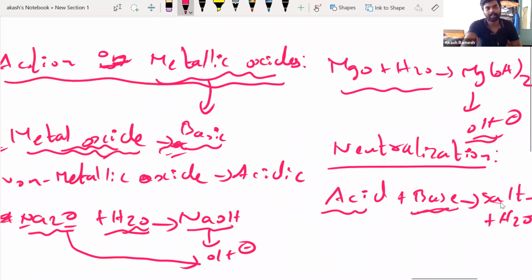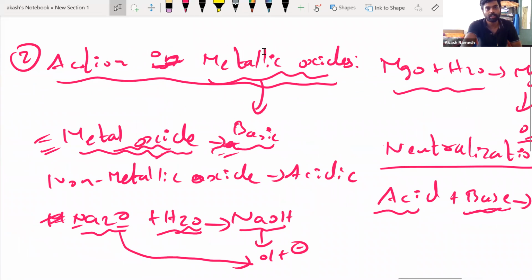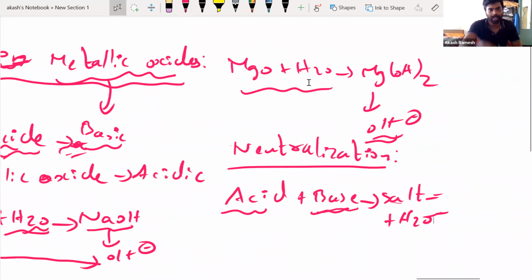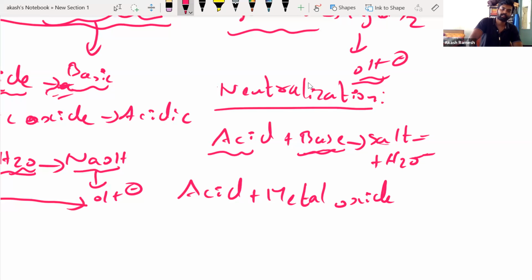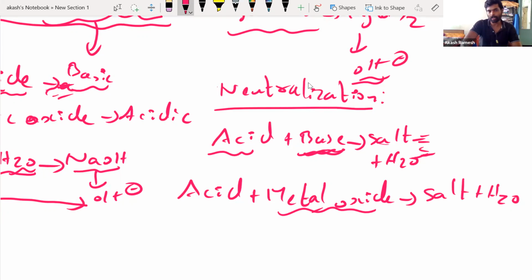And that's exactly what we're going to see here in action on metal oxides. When acid reacts with metal oxide, what is going to happen? The general reaction: acid plus metal oxide gives salt plus water. Don't you see, it is just like a neutralization reaction. Instead of the base, I use a metal oxide here, and a metal oxide is a base. That's what you need to understand.